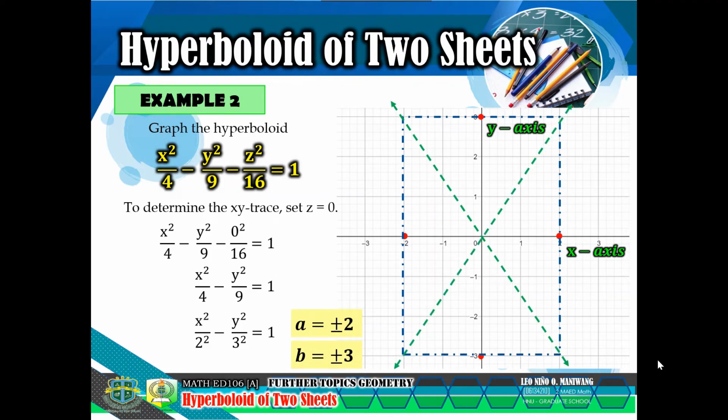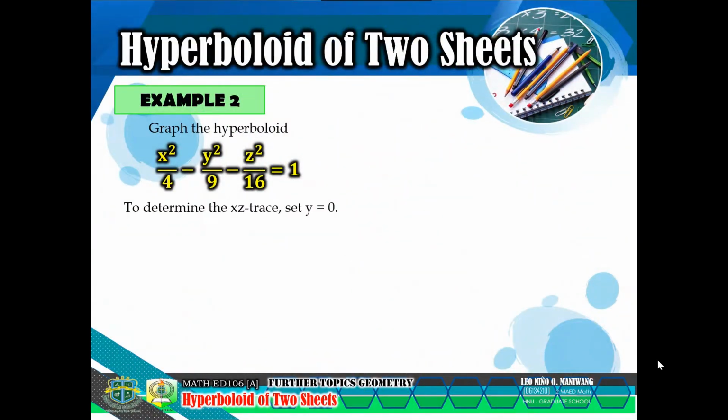And notice, since our A is along the x-axis, then we can say that our hyperbolas are facing to the left and to the right. So this is our hyperbola, the left side, and the hyperbola on the right side. There you have it. This time, let us have the xz trace.